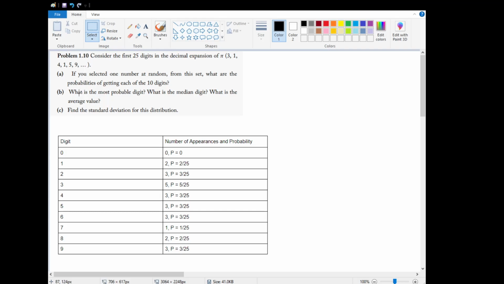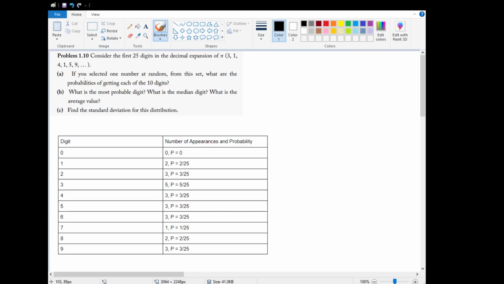Consider the first 25 digits in the decimal expansion of pi. So we take 3.14159, and so on, all the way up to 25 digits, and we put them all in a list. And the first part asks us, if you selected one number at random from this set, what are the probabilities of getting each of the 10 digits?